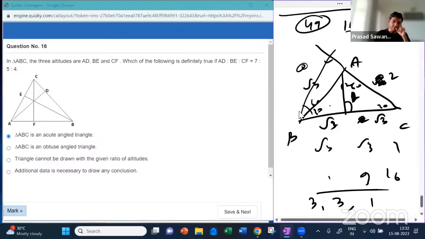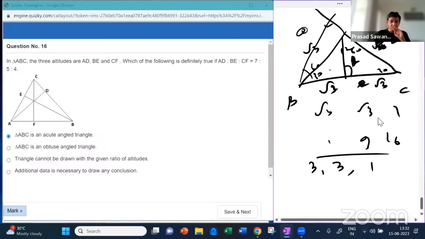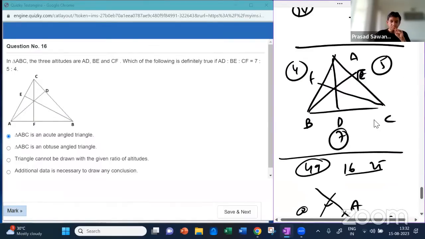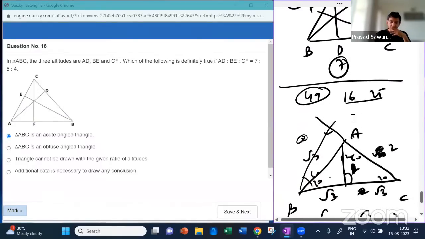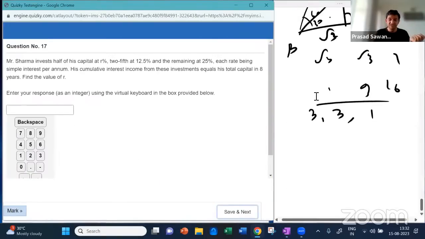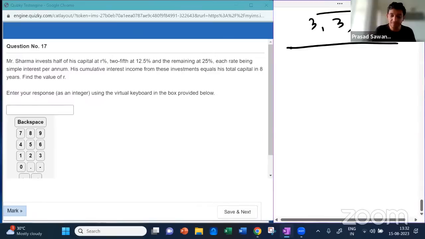Okay. This is root 3. The other one will also be root 3. So 3 and 3 will be the squares, 1 will be the square. So the sum of the squares of 2 will be greater than the third. Maybe it is less than the third. So it is accurate. Okay. Tested by hypothesis. If it's wrong, it's wrong, but I think it's right.